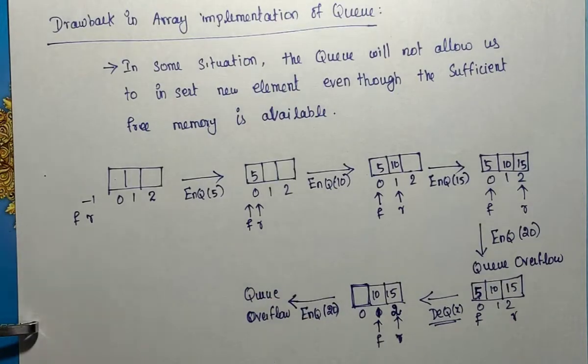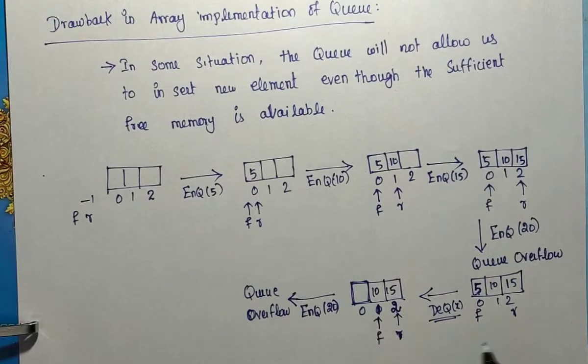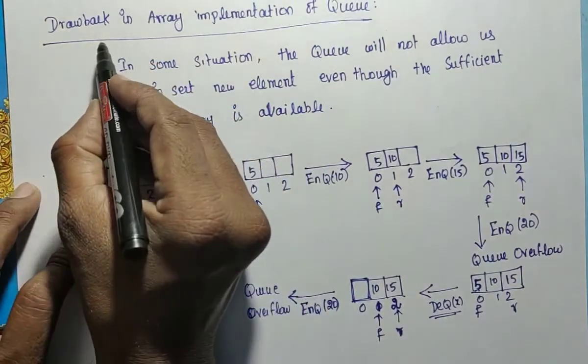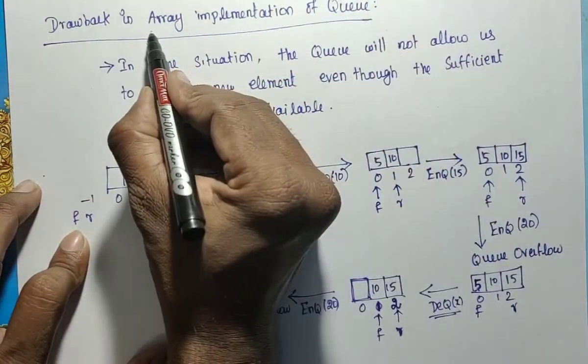So I need to call the dequeue operation 2 times, so that 10 gets deleted and then 15 gets deleted. By that time front and rear will move to minus 1. When the queue is completely empty, only then can you insert an element. Once we reach the queue overflow status, you are allowed to insert an element only if the queue is completely empty. Till then it will only say queue overflow. This is one drawback in the implementation of the queue using only an array.